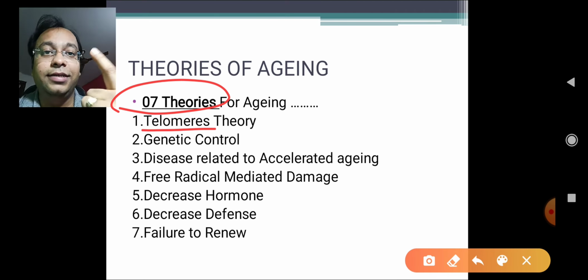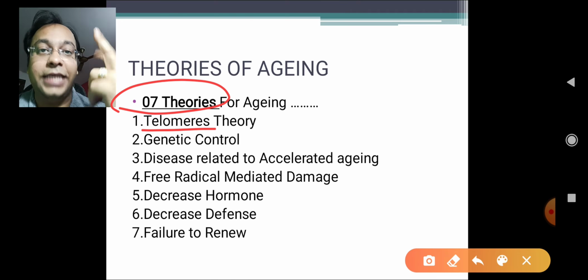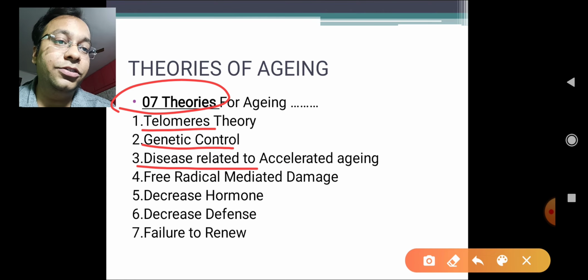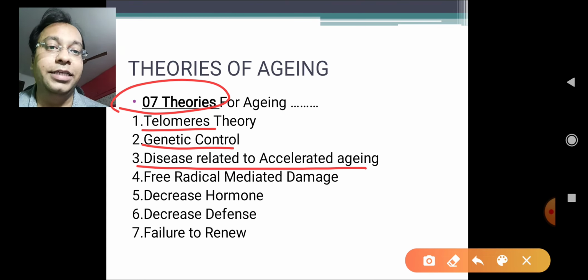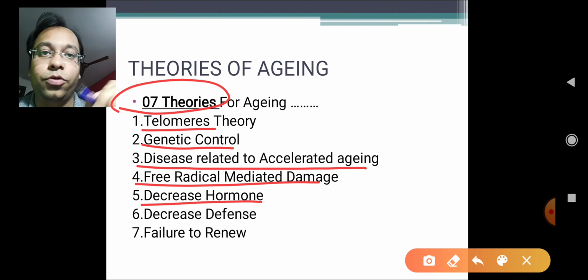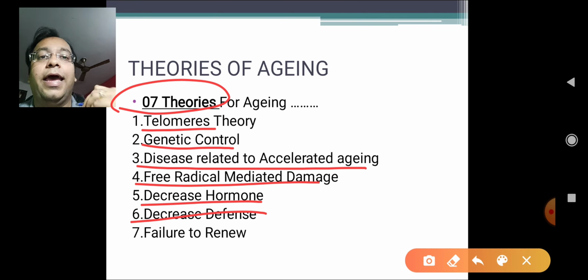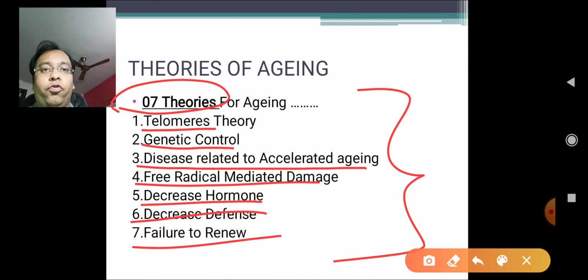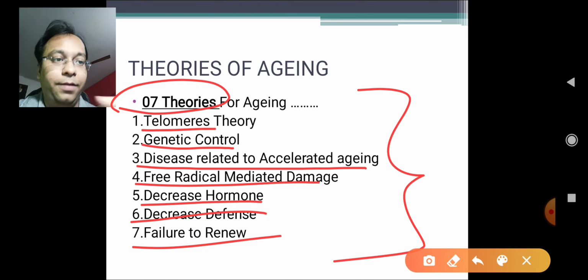The first theory is cellular senescence, that is the telomere theory. The second theory is genetic control. The third theory is disease related to accelerated aging. The fourth one is free radical mediated damage. The fifth one is decreased hormones. The sixth one is decreased defense. And finally, failure to renew. These are the seven theories for your cellular aging.